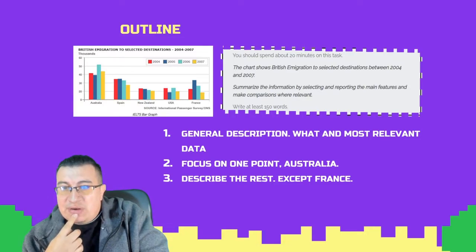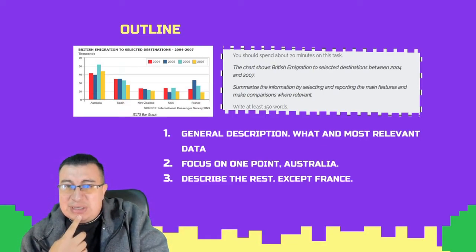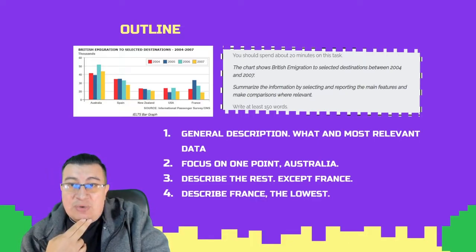The next paragraph, well, we can describe the other 4 countries. No, not 4, 3. I mean, Spain, New Zealand, and the US. We can focus on those a little. France is definitely the lowest, so yeah, I'm going to describe France last. That's it.